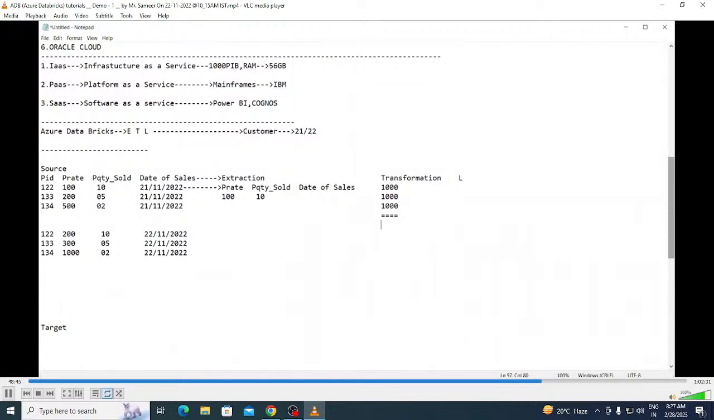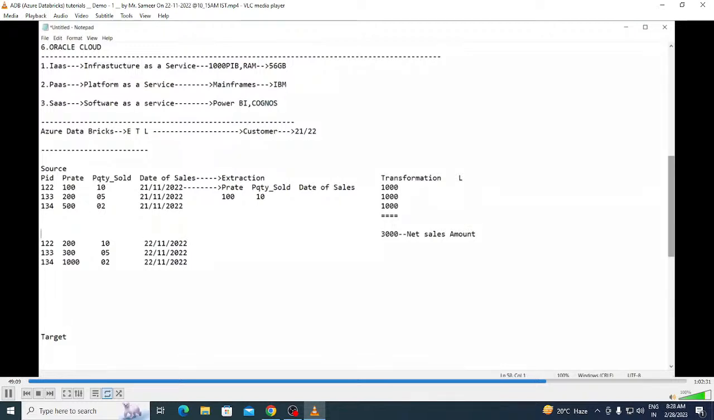Can you see? 3,000 is the net sales amount. Am I right, everyone? So this you are doing under the process of transformation. Now it is done for the 21st day. What about the 22nd day? Please help me out in this.